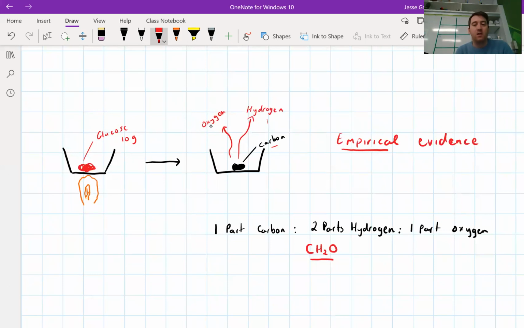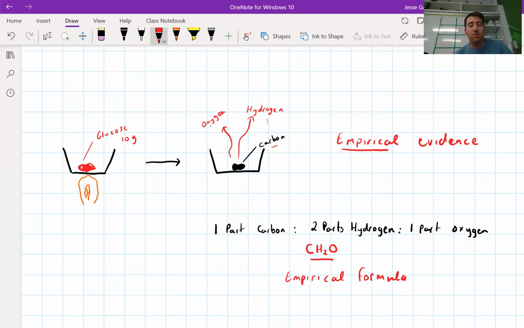Empirical evidence. So this is empirical evidence because it was collected by actual people doing actual experiments. It wasn't a simulation, it wasn't a computer. It was actual people collecting direct evidence. And because of that, this thing here that we have has become known as the empirical formula. This is all chemists would have had for years and years. They would have had the empirical formula of everything.